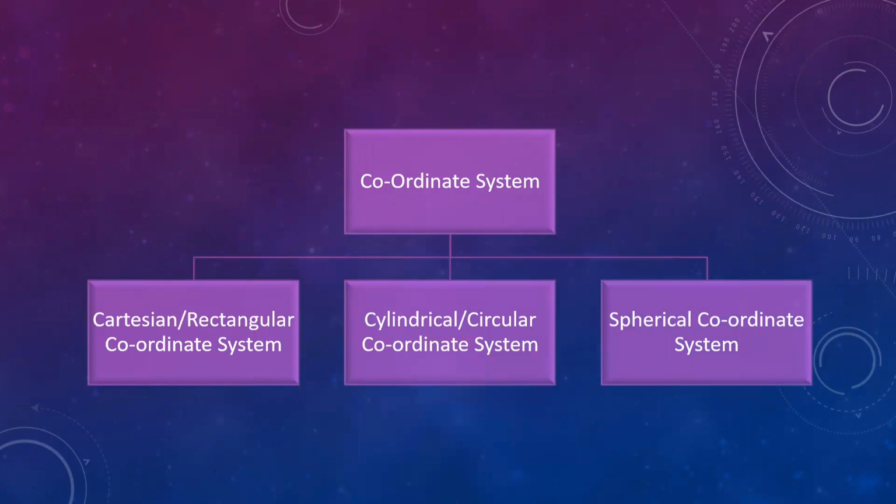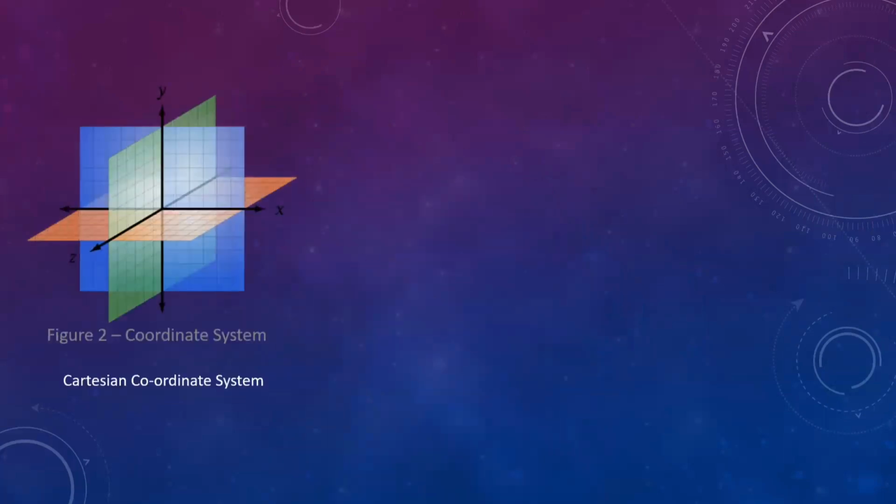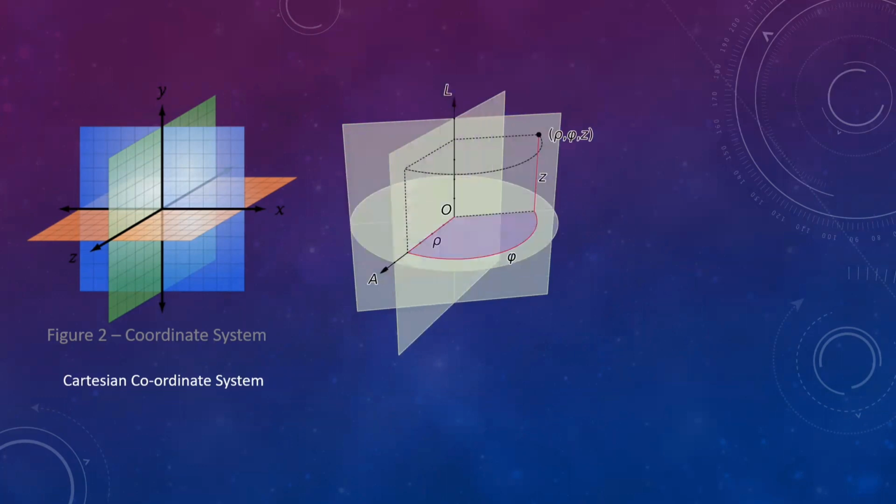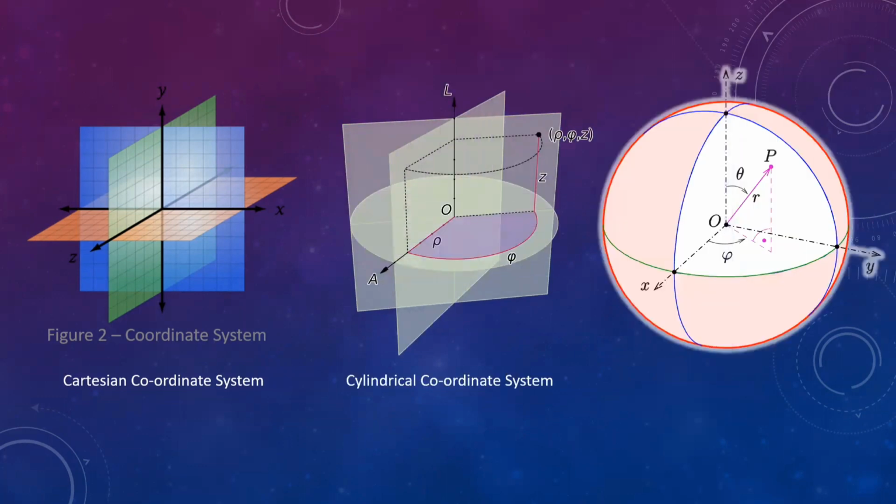A coordinate system can be divided into three parts. They are the Cartesian or rectangular coordinate system, the cylindrical or circular coordinate system, and the spherical coordinate system. Here we can see these types. The first picture is the Cartesian coordinate system, the second picture is the cylindrical coordinate system, and the last picture is the spherical coordinate system.